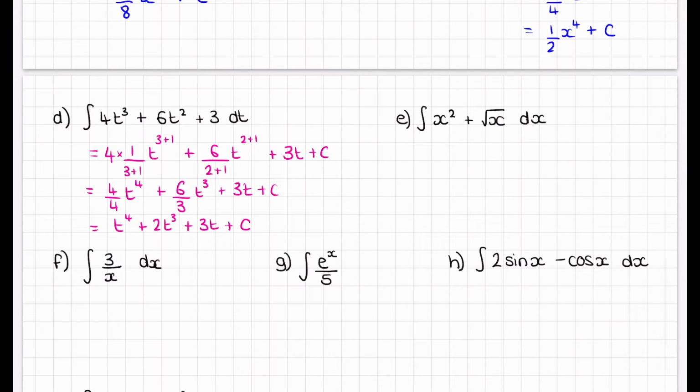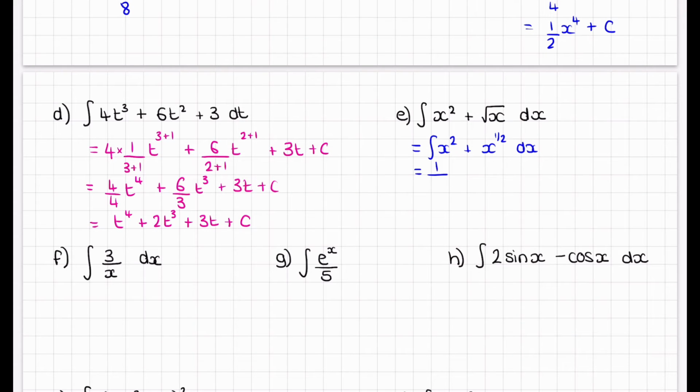E, the integral of x squared plus the square root of x dx. Now first of all, with this one we're going to rewrite this without the square root because it makes things so much simpler, which would be x to the power of a half dx. Now we can do the integral.